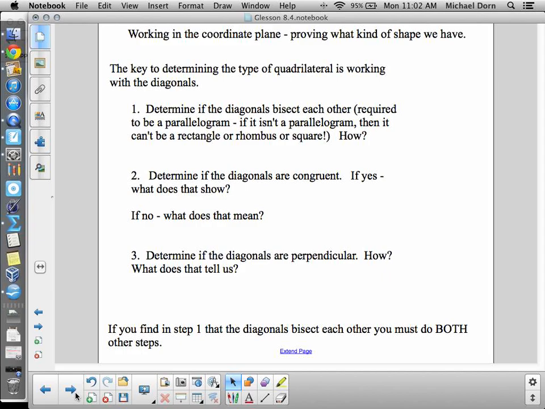Again, this kind of breaks it down. Keys determine a type of quadrilateral. First, do the diagonals bisect each other? Are they congruent? Are they perpendicular? If you, in step one, find out that it is a parallelogram, that they do bisect each other, you must do both steps 2 and 3. If step 1, the answer is no, the diagonals do not bisect each other, then we don't do either step 2 or 3. Not for now.